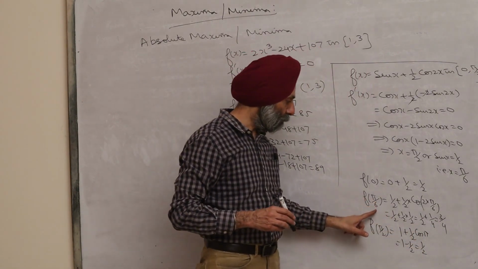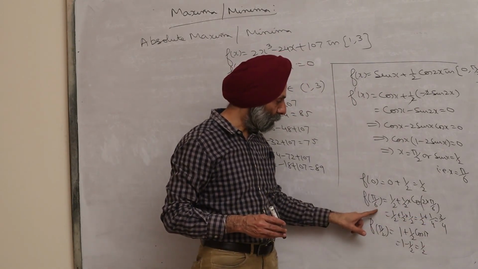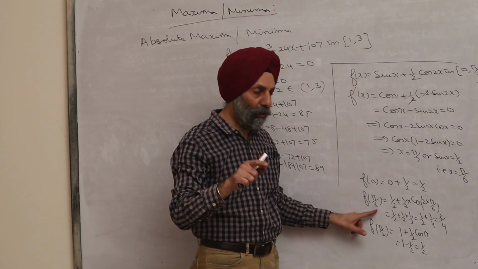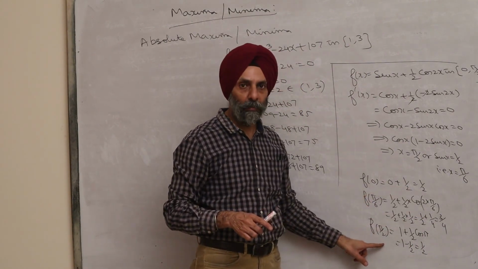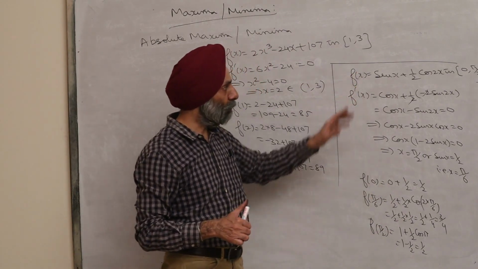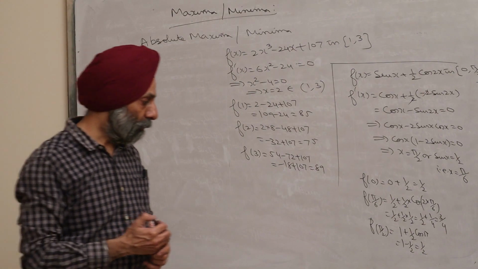So absolute maximum value is 3 by 4. It occurs at the point x equal to pi by 6. Absolute minimum value is half, which occurs at 0 as well as pi by 2. So this way you can find the absolute maximum and the absolute minimum value of the function here.